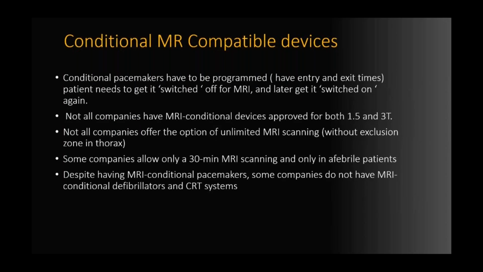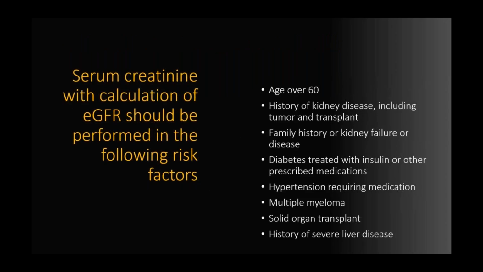So we've already talked about the conditional MR compatible devices. We need to know that not all companies offer the option of unlimited scanning without inclusion of the thorax. Some companies allow only a 30-minute MR scanning and only in afebrile patients. And despite having MRI conditional pacemakers, some companies do not have MRI conditional defibrillators and CRT systems. So these are things which we need to consider when we are planning MRI for such patients.